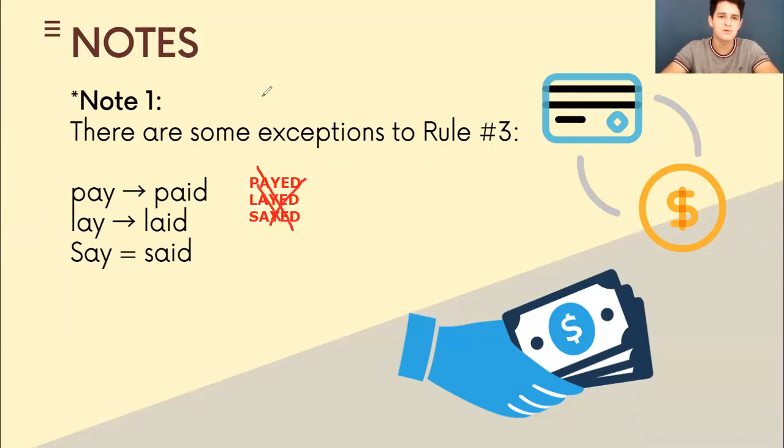Todas estas están mal. ¿Por qué? Porque son excepciones a la regla. Y esas excepciones, ¿qué pasa? Pues le quito la y la vuelvo una I latina. Paid, laid, and said. There is no ed, okay? But just this, pay, paid, lay, laid, and say, said. Okay, guys? Next.